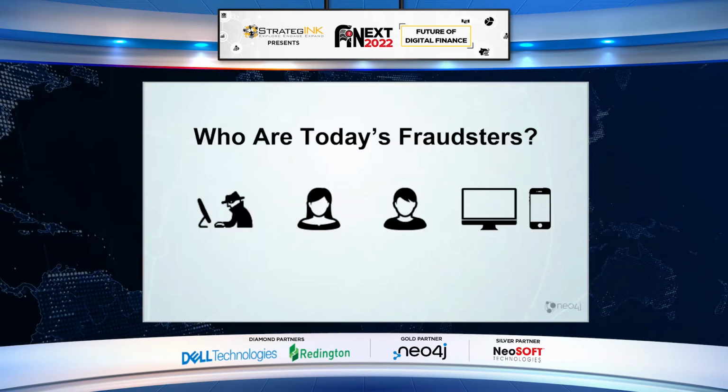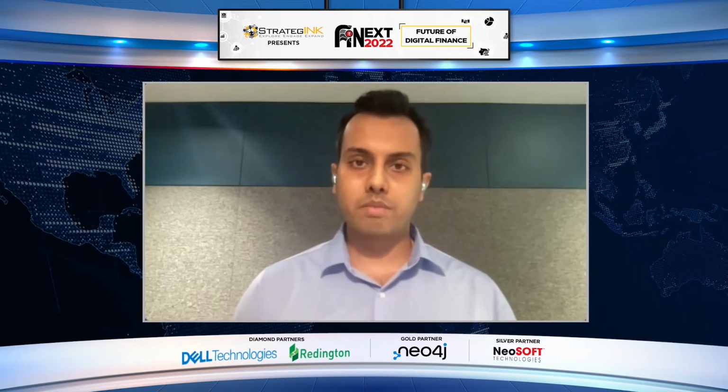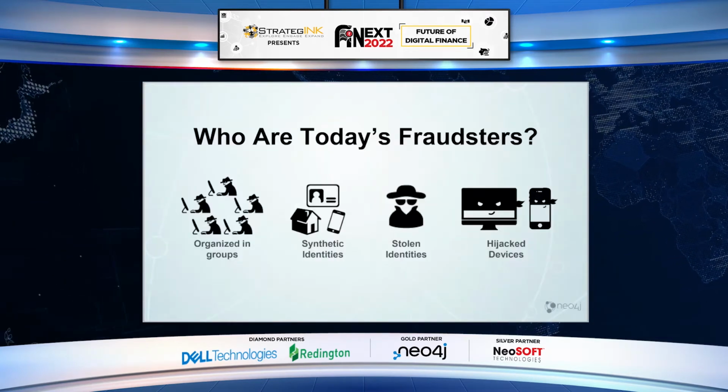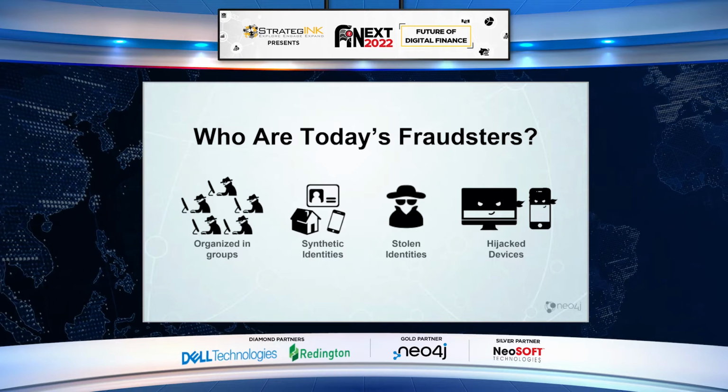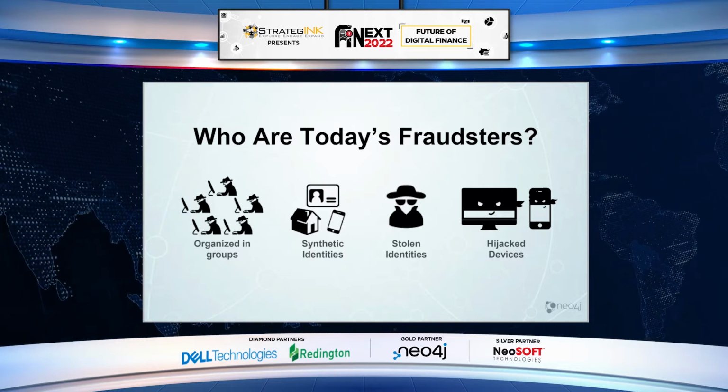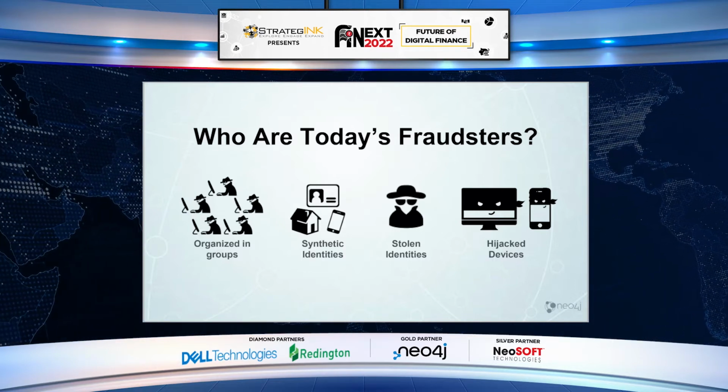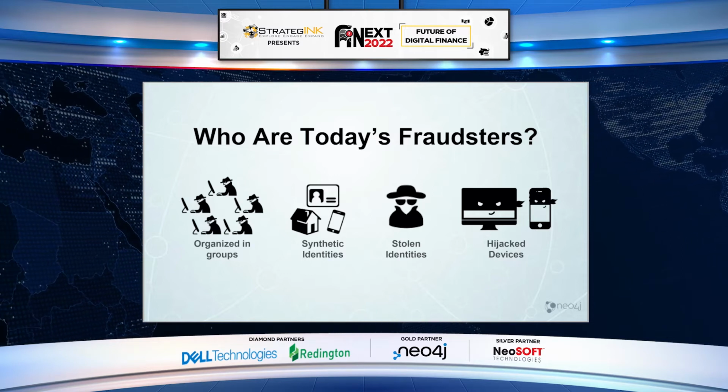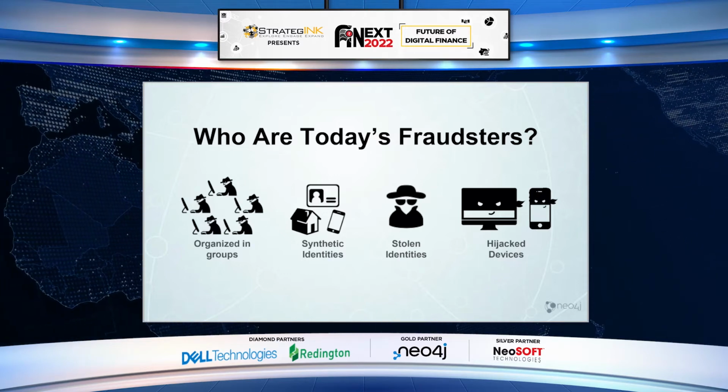Now let's come to the topic for the day, which is stopping credit fraud and detecting fraud with graph technology. Who are today's fraudsters? Is it an individual sitting behind a desk? Are there people who have just stolen somebody's card and are going to shopping malls? Or are there devices acting on their own? Unfortunately, over the last many years, fraudsters have become extremely sophisticated. They're now organized in groups. They've created synthetic identities.